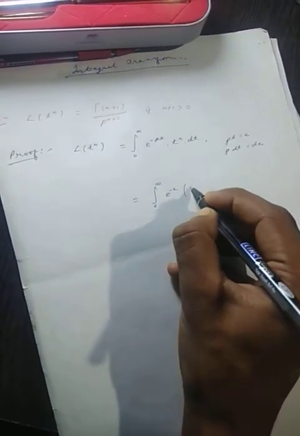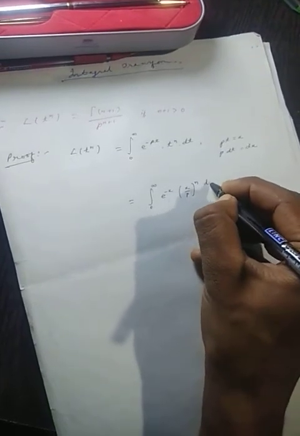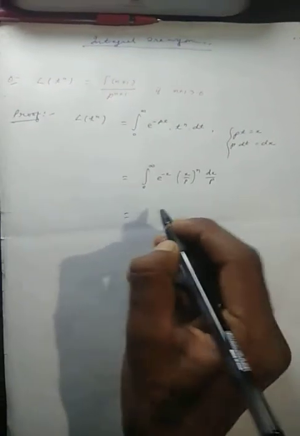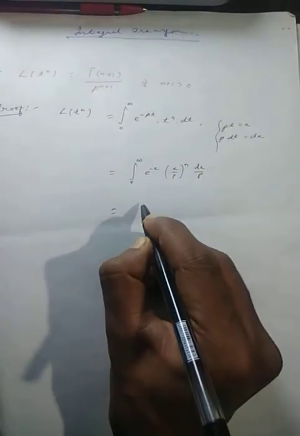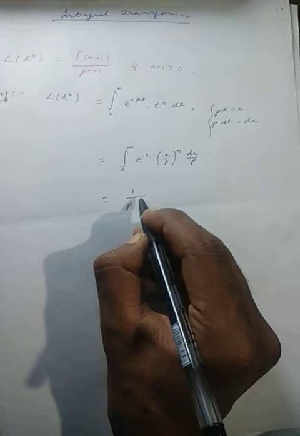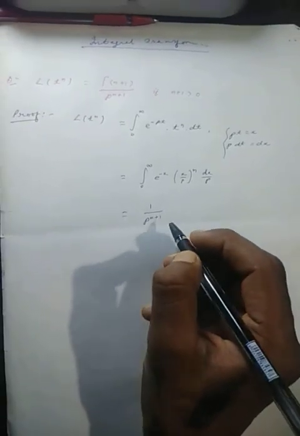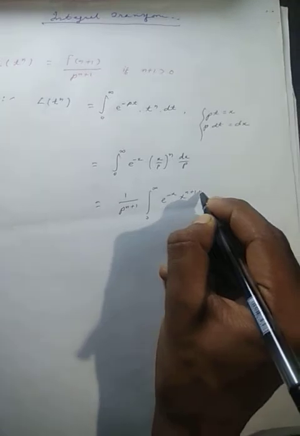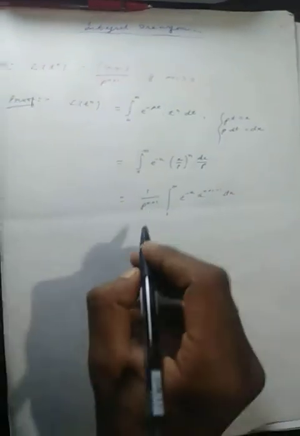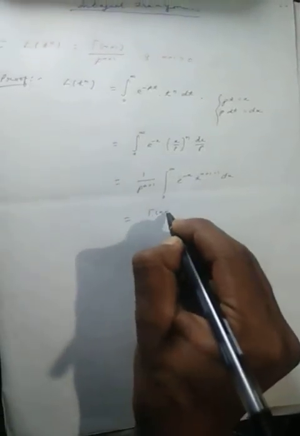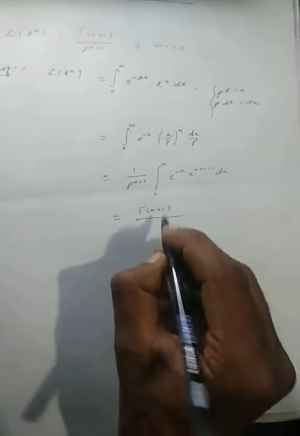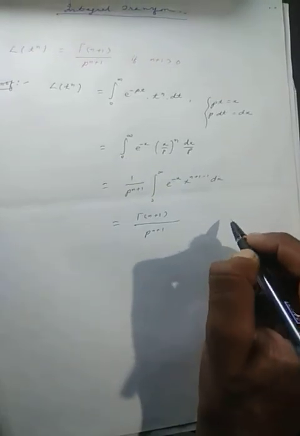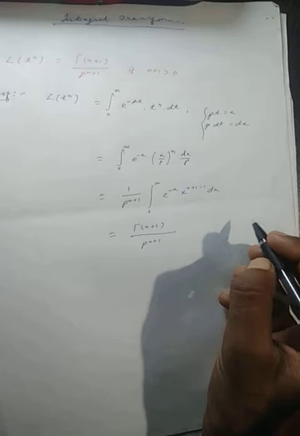E raised to minus x upon p raised to n, dx upon p, from this substitution. And this equals, I am telling you in voice, so just listen: 1 upon p raised to n plus 1, the integral from 0 to infinity of e raised to minus x, x raised to n plus 1 minus 1 dx. And from the definition of the gamma function we can write this as gamma n plus 1 upon p raised to n plus 1, where n is a real number greater than minus 1.